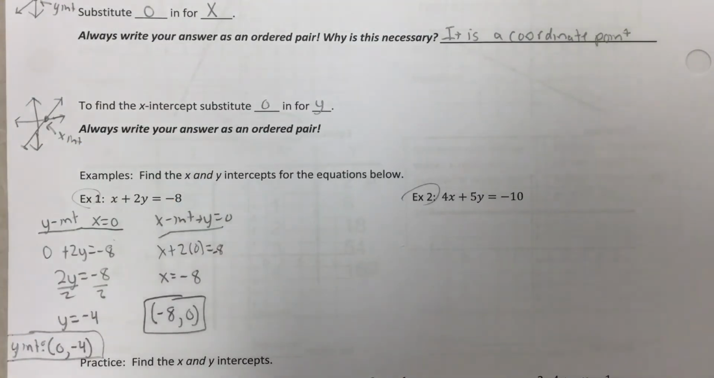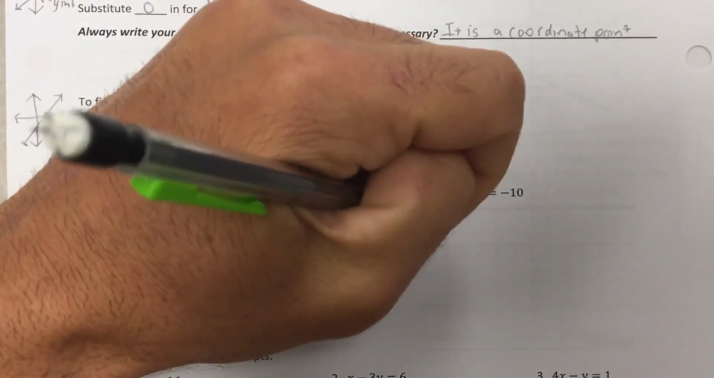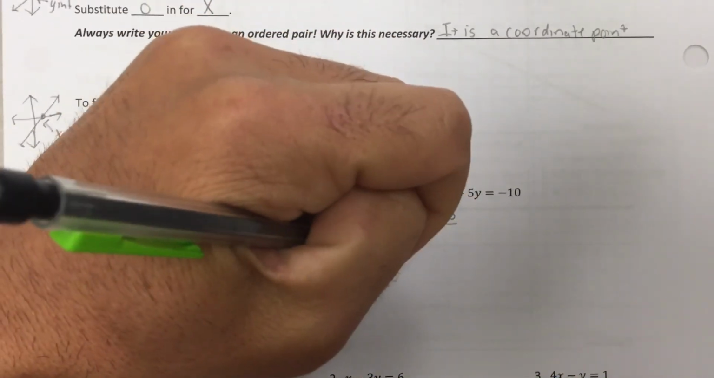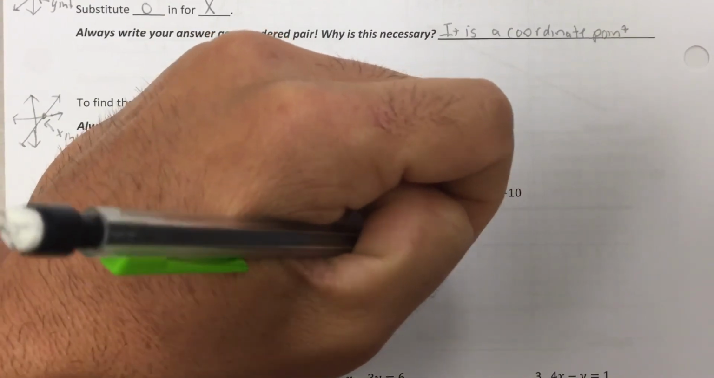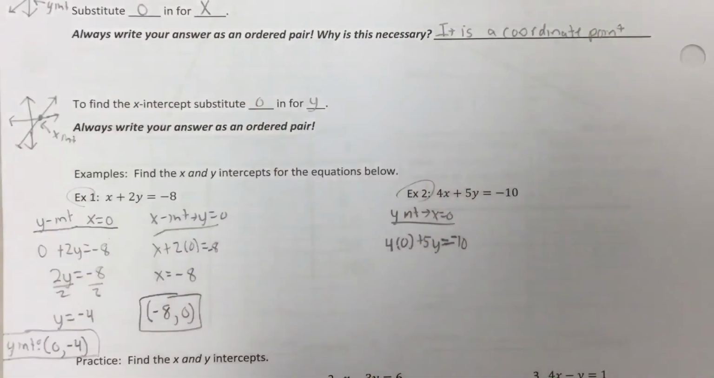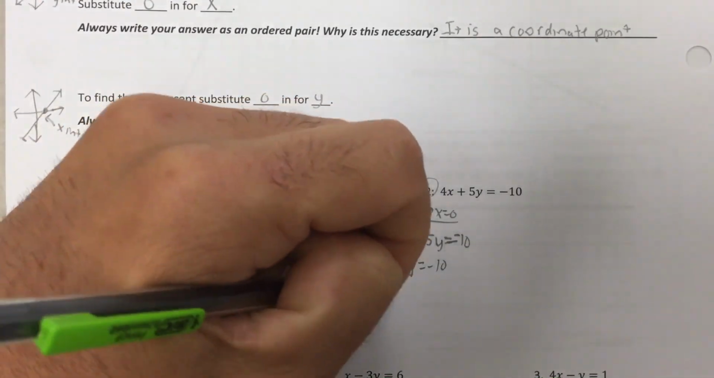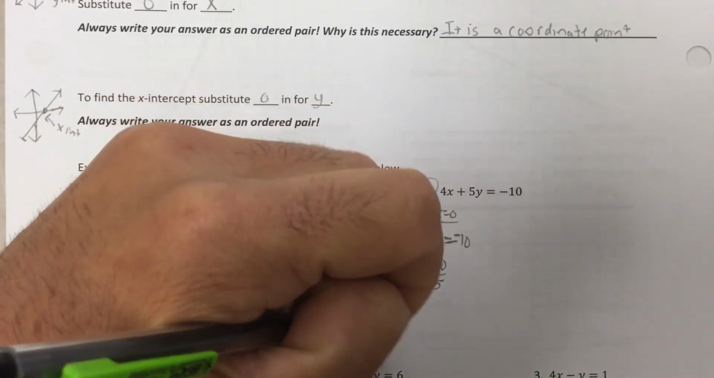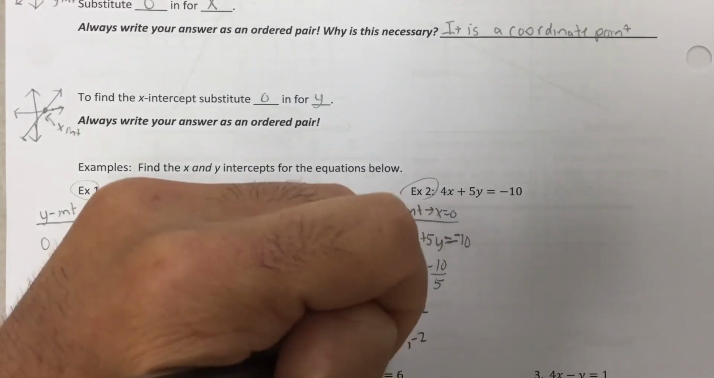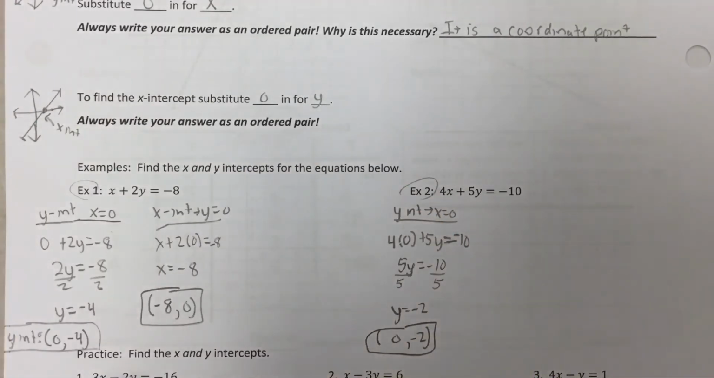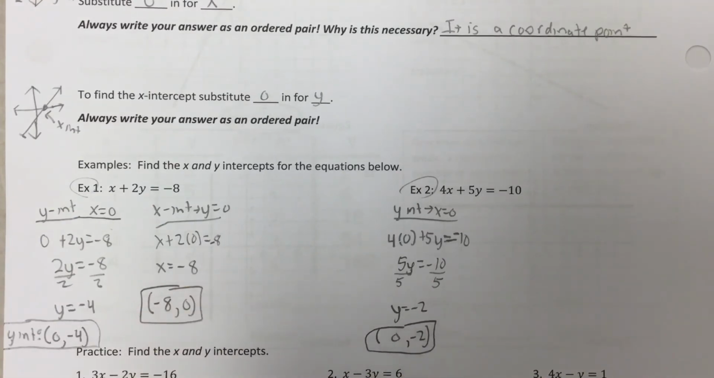I'll do one more example for you. Example 2 here. Again, my y-intercept first is where I set x equal to 0. So I would have 4 times 0 plus 5y equals -10. 4 times 0 is 0, so I get 5y equals -10. And when I divide by 5, I get y equals -2. Again, write that as an ordered pair. The y was -2, my x was 0. You cannot combine the x and y-intercept together. Do not combine those -4 and -8 together. They are separate points.